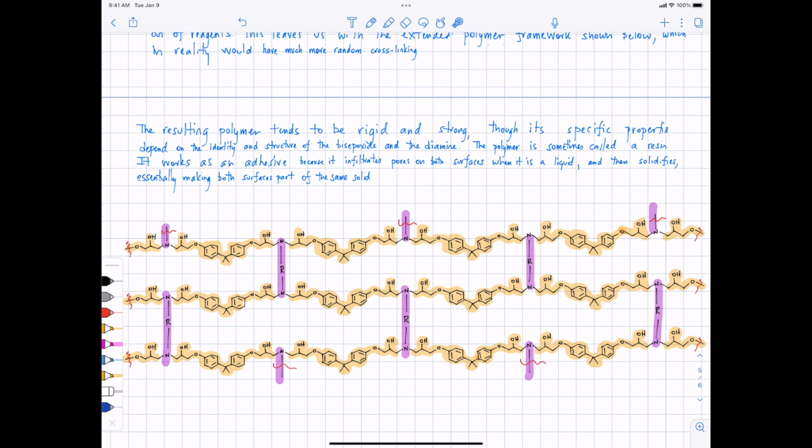How does this work as a glue? Well, the liquid mixture of the epoxide and the curing agent infiltrates porous surfaces on the two things you want to glue together, and then it cross-links and hardens, and it's almost like now the two things are part of the same solid.